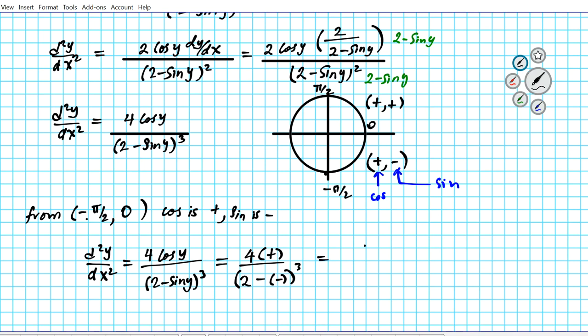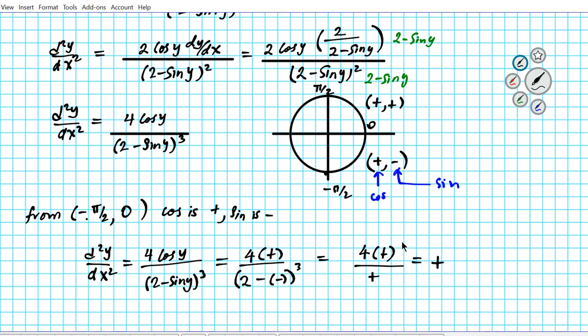So check this out. It's going to be 4 times a positive number divided by, so this minus and this minus is going to become plus, right? So it's going to be 4 over a positive number. So what is positive 4 over a positive number? It's just going to be positive. So from negative pi over 2 to 0, the second derivative is positive.